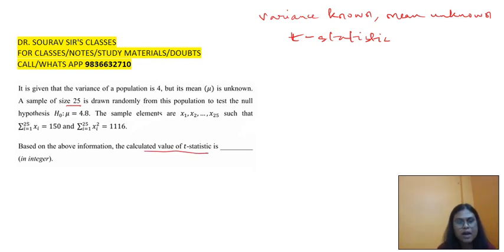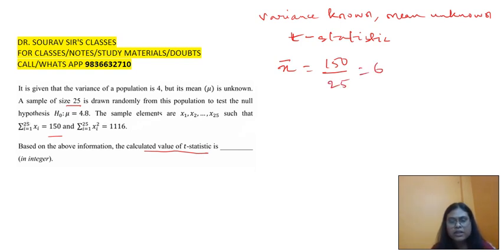So first we need the sample mean. The sample mean is x bar. The summation of xi from i equals 1 to 25 is given as 150. So x bar is the summation of xi by n, where n is 25. So we get x bar as 6. So this is your sample mean.